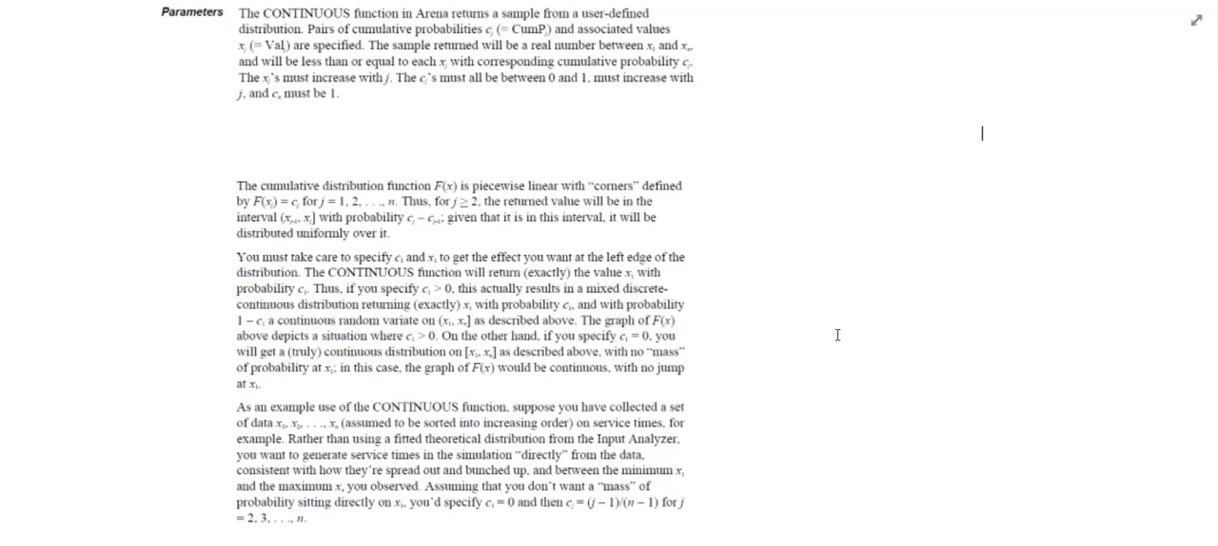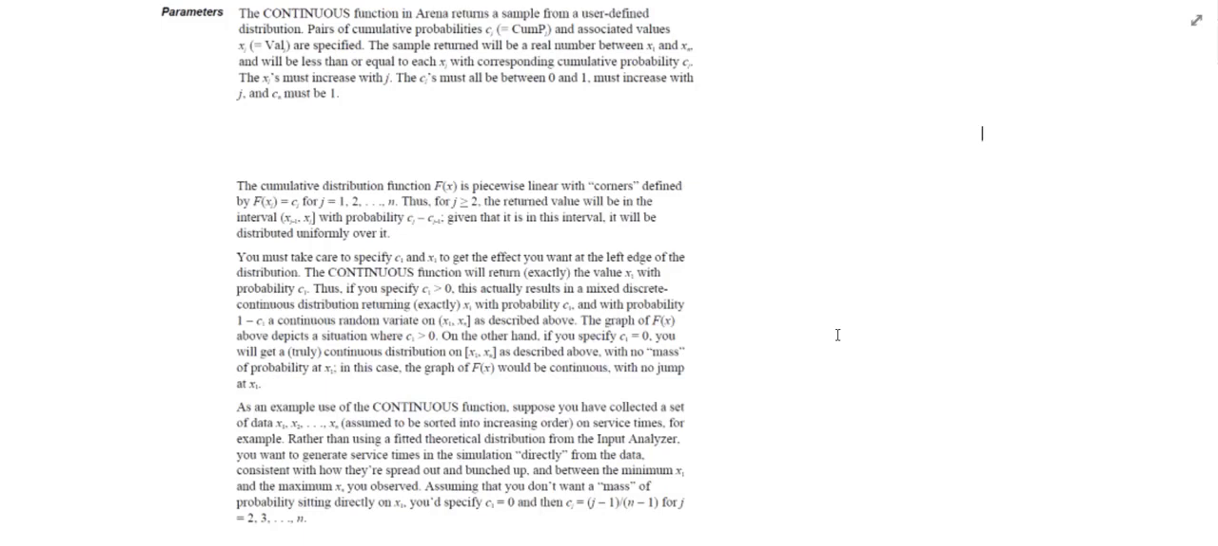So the graph f sub x would depict the situation where C sub j is greater than 0. On the other hand, if you specify C sub j equals 0, you get a truly continuous distribution as described above with no massive probability at x sub j. In this case, the graph would be continuous with no jump at x sub j.